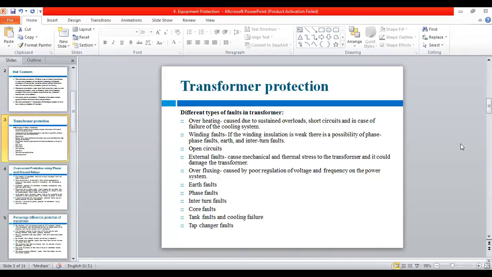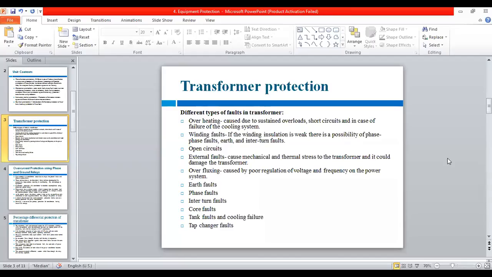Hello. Am I audible to all? Screen is not visible. Hello. I think I'm audible and screen. What is happening?